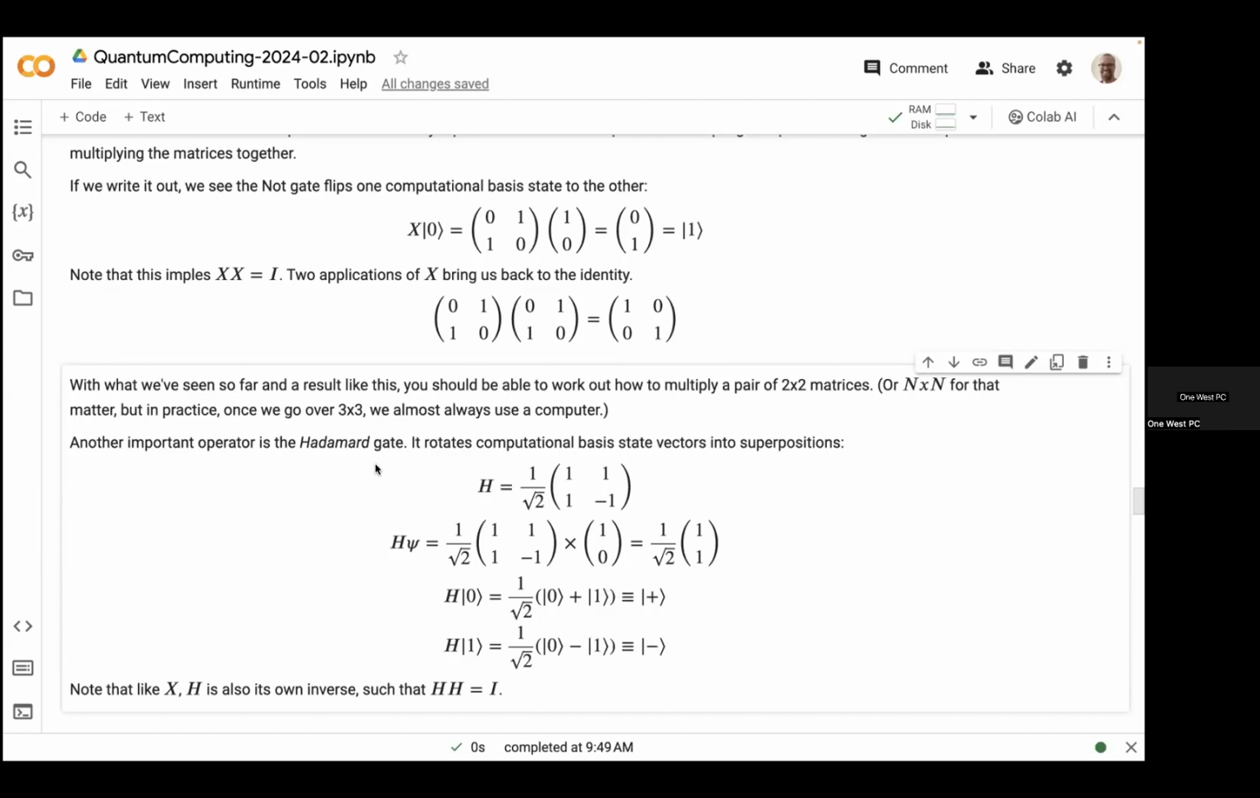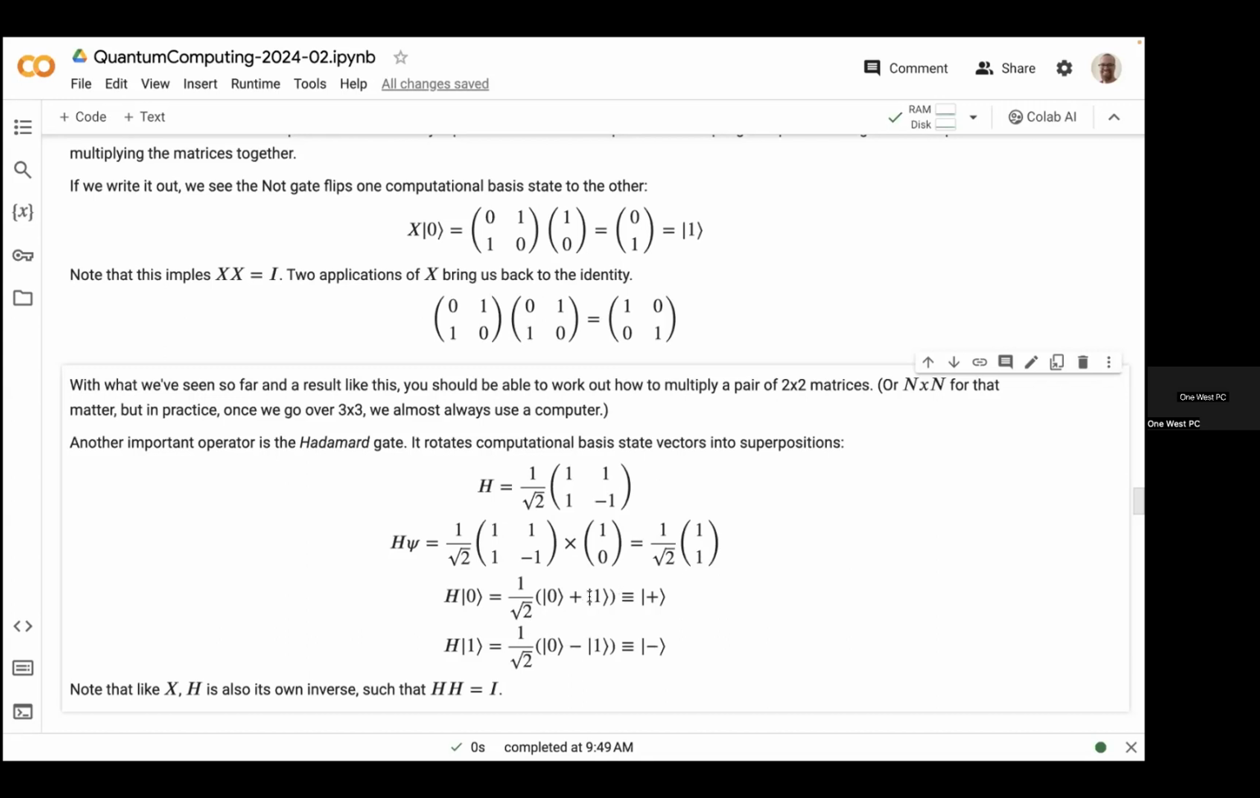Another important operator is the Hadamard gate. This was that H that I was showing earlier, and it rotates computational basis states into superpositions. So this is what H looks like. It's 1 over root 2 times 1 and then minus 1 on the diagonal and 1s off diagonal. What does that do? If I say H psi and I'm multiplying it on the 0 state, for instance, then I get 1, 1, 1, minus 1, times 1, 0. I pick my 1, 0 up, I turn it over, I drop it down and do my dot products. 1 over root 2 just carries over. So you get 1 over root 2, 1, and 1, which is equal to 1 over root 2 times the 0 basis state plus the 1 basis state.